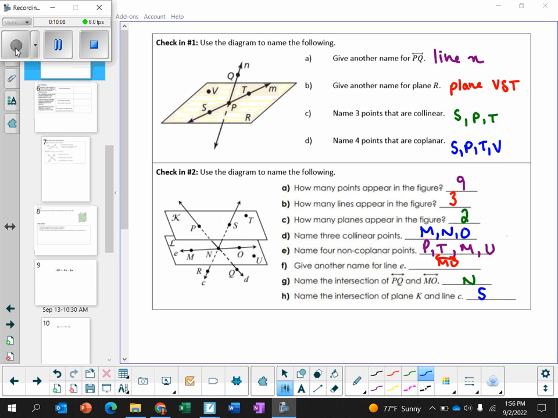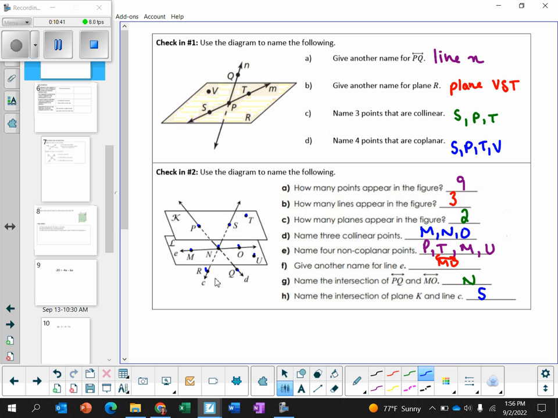We're not using R as a point because if you notice, R doesn't have a dot next to it. R is actually the name of the plane, right? They called it plane R before. For second 2, there are 9 points in this figure. So 1, 2, 3, 4, 5, 6, 7, 8, 9. Anything with the dot next to it was a point. How many lines appear? There are 3 lines. How many planes appear? There are 2.